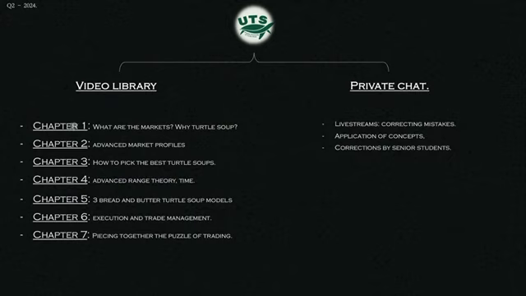Chapter 1, what are the markets? Why turtle soup? Chapter 2, advanced market profiles. Chapter 3, how to pick the best turtle soups. Chapter 4, advanced range theory. Chapter 5, 3 bread and butter turtle soup models. Chapter 6, execution and trade management. And finally, Chapter 7, piecing together the puzzle of trading. How to trade successfully, at least theoretically.